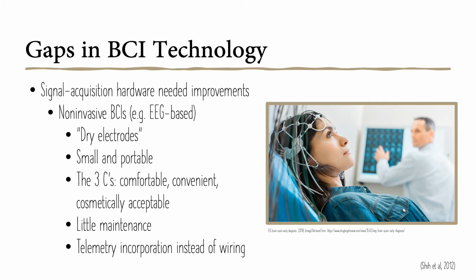Another improvement would be to make the system small and portable so it's easier to use in everyday life or in your house. And then also the 3 C's. The system should be comfortable, it should be convenient, and it should be cosmetically acceptable for the patient so they are comfortable using it around other people in their work life or at doctor's offices. It should also require little maintenance. A lot of these current systems need a lot of maintenance and ongoing technological support. And then there should also be some type of telemetry incorporation instead of extensive wiring.